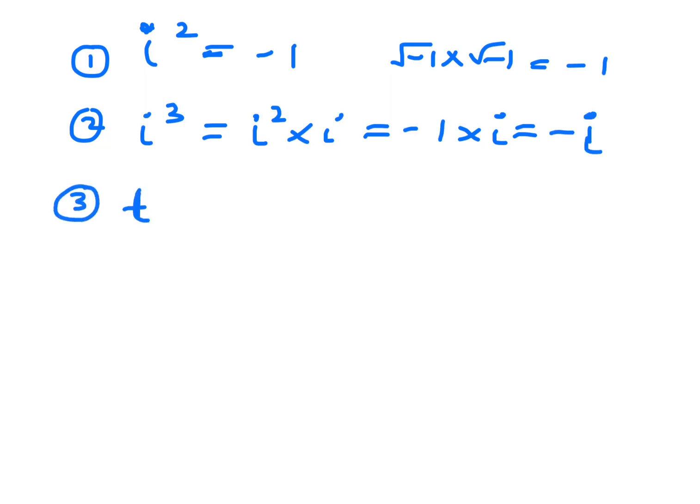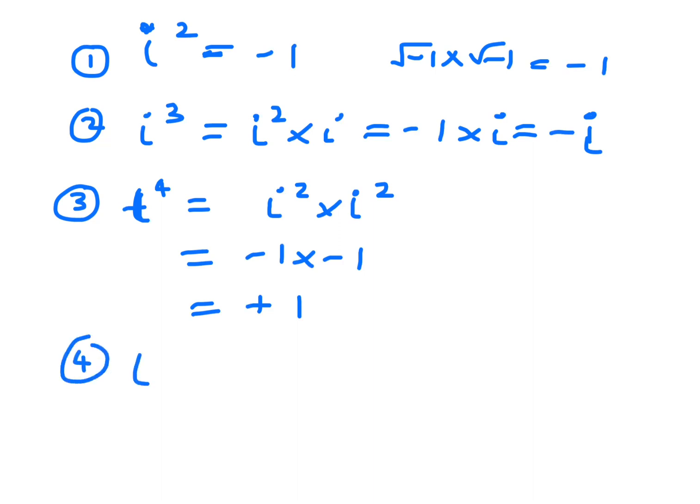What happens though if you had i to the 4? So that would be i squared times i squared, which would be minus 1 times minus 1, which is plus 1. And i to the 5 would be i times i to the 4. i to the 4 is 1, so it's just going to be 1 times i.